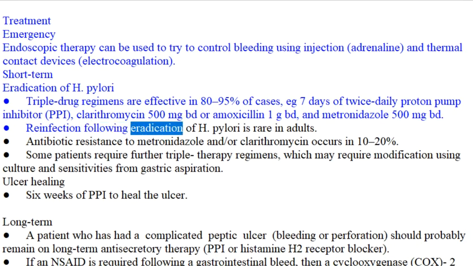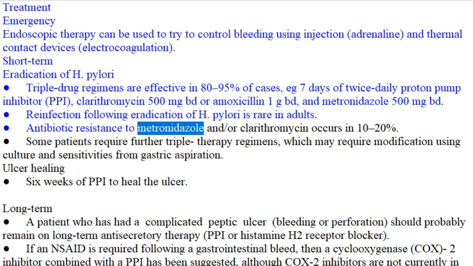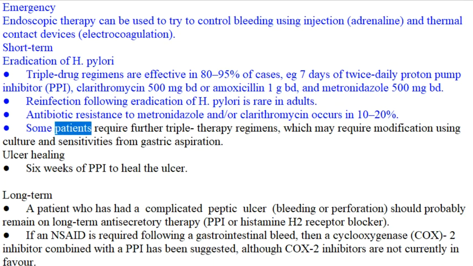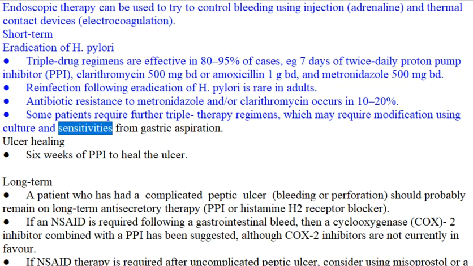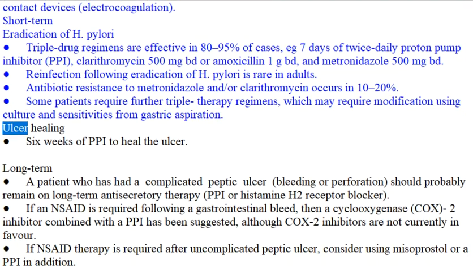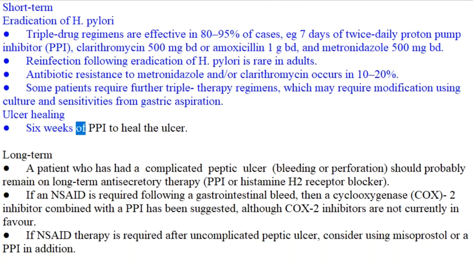Reinfection following eradication of H. pylori is rare in adults. Antibiotic resistance to metronidazole and/or clarithromycin occurs in 10–20%. Some patients require further triple therapy regimens, which may require modification using culture and sensitivities from gastric aspiration. Ulcer healing: 6 weeks of PPI to heal the ulcer.